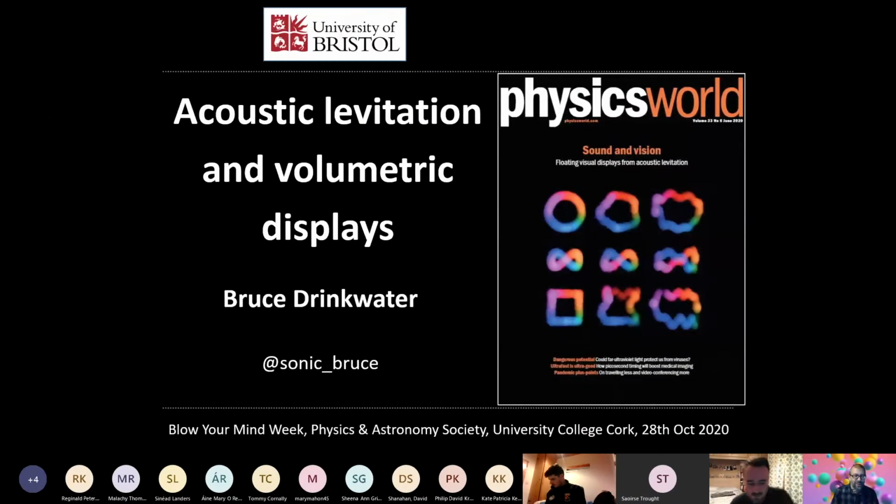Okay, right. So acoustic levitation and volumetric displays is what I'm going to talk about. And I have a feeling that you came across this topic because of your reading of the great Physics World magazine, the magazine of the Institute of Physics, which featured a beautiful picture on the front there from a paper that we wrote recently where we created a volumetric display. So I'm going to talk about, first of all, acoustic levitation, and then that's going to flow into using acoustic levitation to make volumetric displays.